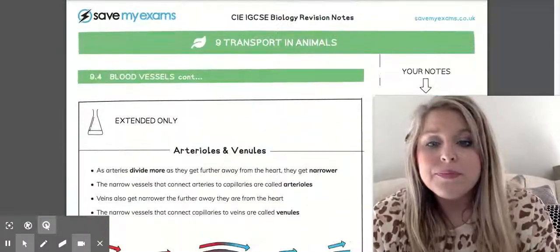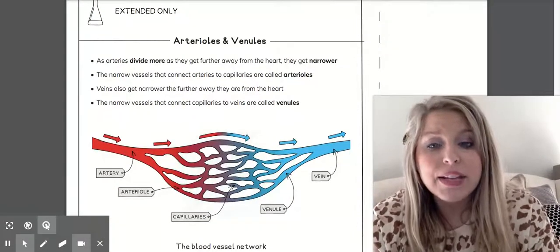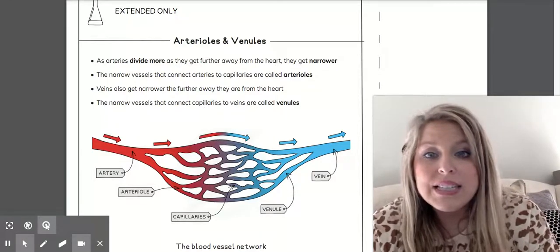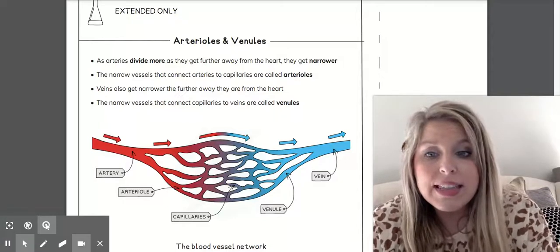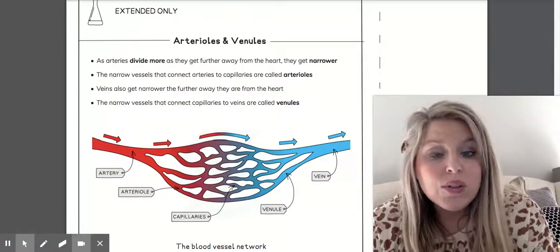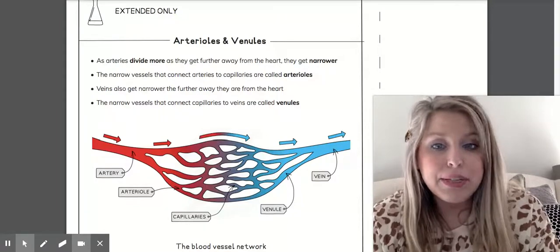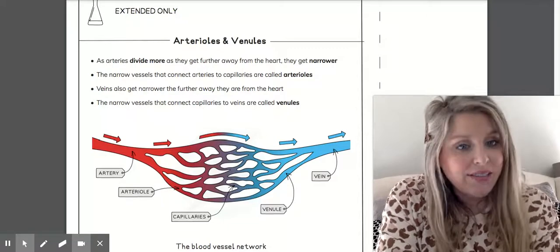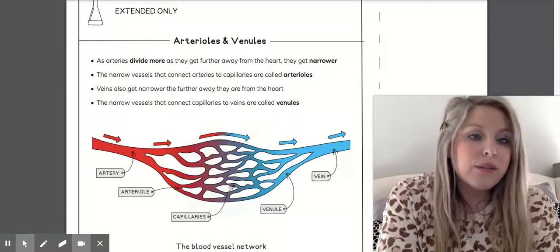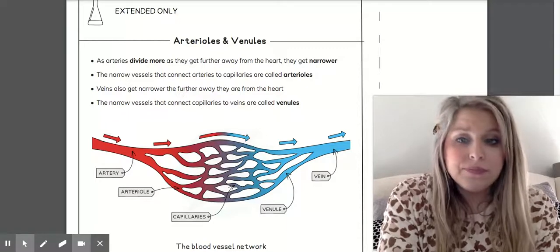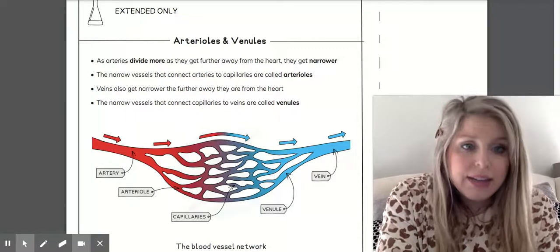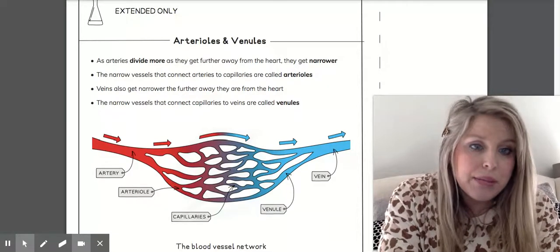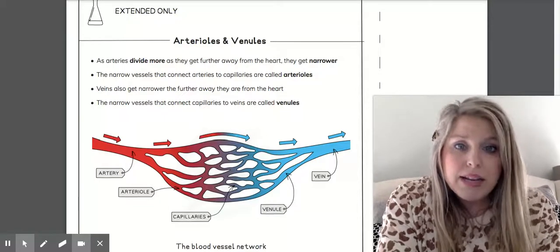Now, when we look at a picture of how the capillary beds look, arteries divide more and more as they get away from the heart and they get narrower. So this would be an artery, an arteriole, finally branching into the capillary or capillary bed. And then they collect back up to form the venule, and then eventually the vein. So this is how an artery ultimately breaks itself down into artery, arteriole, capillary. Then the capillaries link back up to form venules, and then veins. Remember, arteries are bringing blood away from the heart, veins are returning blood back to the heart.